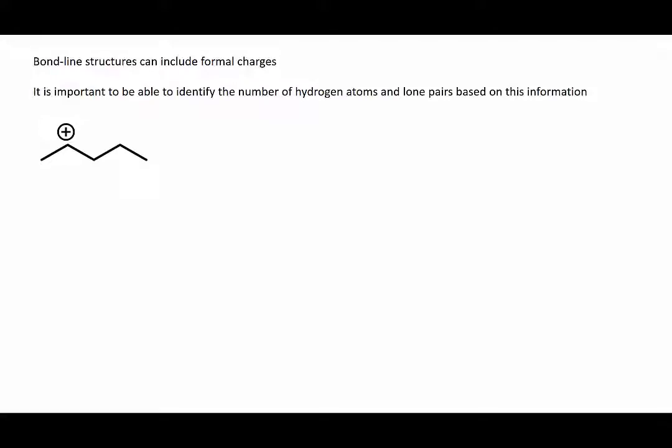Something that we lose when we convert from a Lewis structure to a bond-line structure is the number of hydrogen atoms that we have in a molecule. Because of that, it's very important to be able to interpret formal charges with bond-line structures. Okay, so let's take an example of a carbocation right here, where the carbon atom has a positive charge.